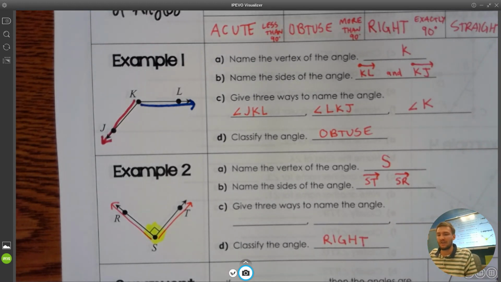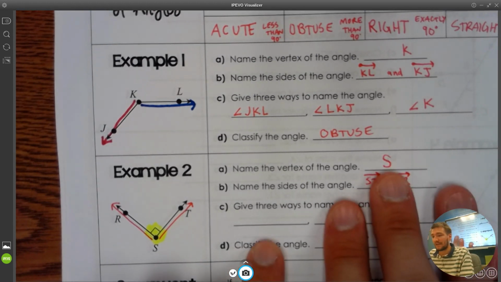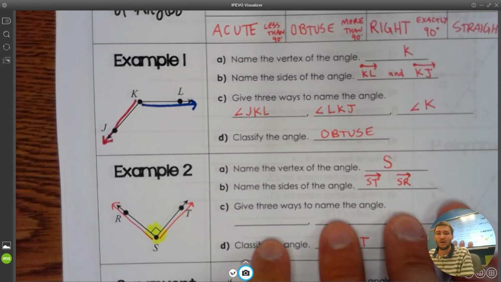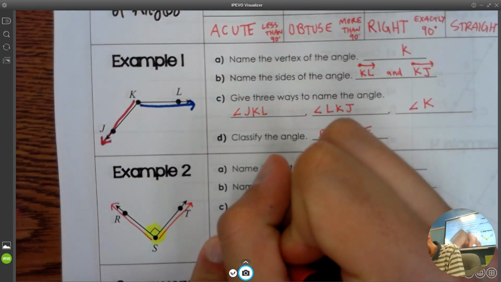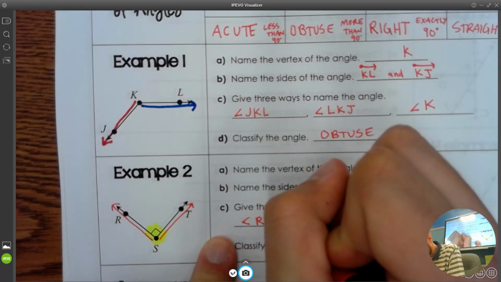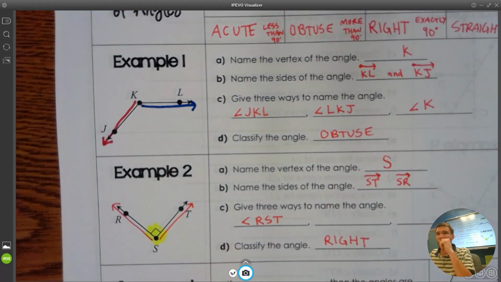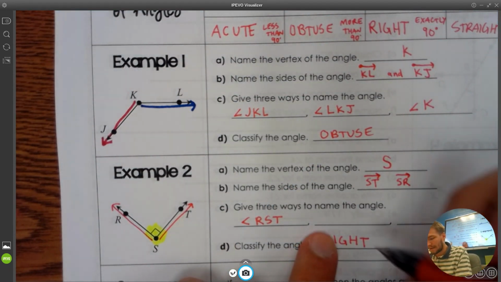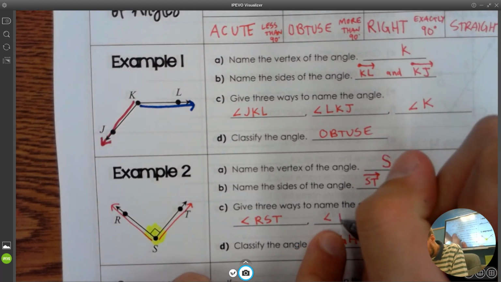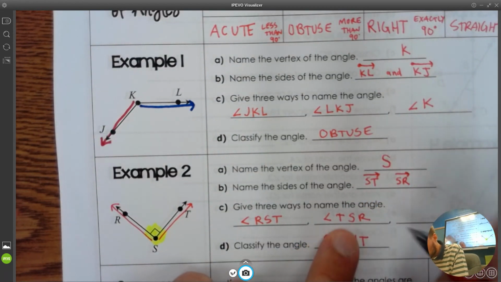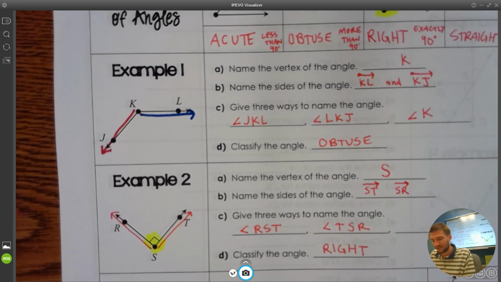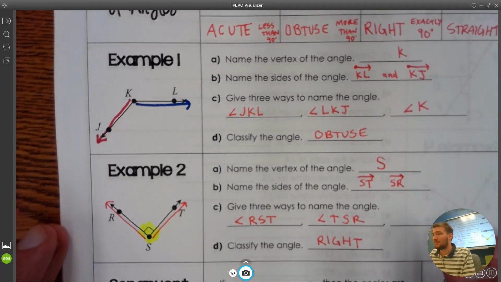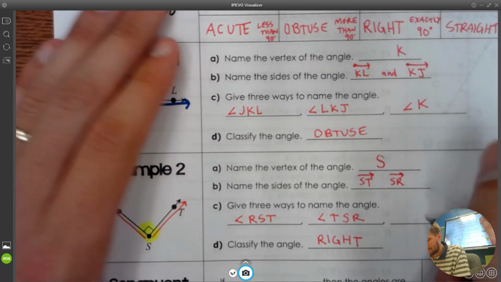Give me somebody different. Anybody want to name one way you could name the angle? What do you got, Kiki? Angle RST. I think that's perfect. Hannah, what do you got? Angle TSR. Remember, we have to have that angle symbol. Just 3 letters is not good enough. There's one more. What do you got, man? Angle S. Yep. Angle S.